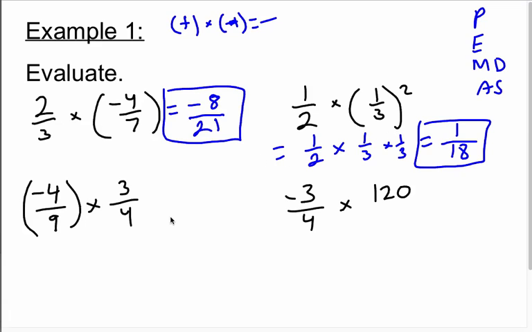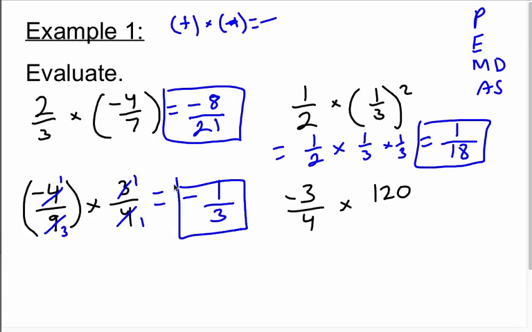Okay, and the next one, our answer is going to be negative because we have a negative times a positive, which is a negative. And let's check for cancellation. So here we have 4 and 4. We can divide by 4 and get 1, and 3 and 9. We can divide by 3 and get 3 and 1. So now I just multiply the numbers together. 1 times 1 is 1. And the denominator, 3 times 1 is 3. So negative 1/3 is my answer there.